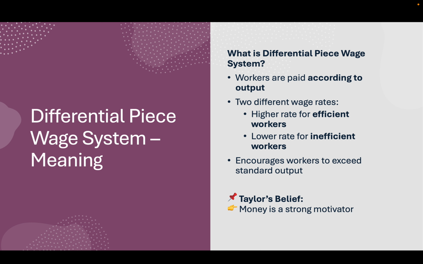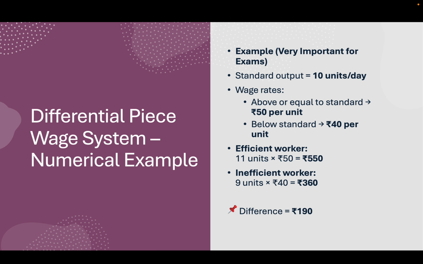Next is the differential piece wage system. Under this system, wages are paid according to output. There are two different wage rates. A higher wage rate for efficient workers and a lower wage rate for inefficient workers. Taylor believed that money is a strong motivator. So this system encourages workers to perform better.